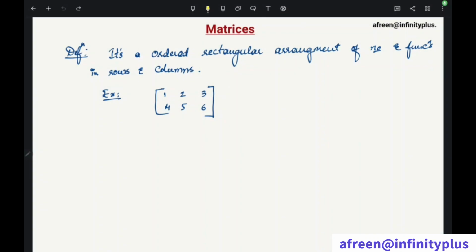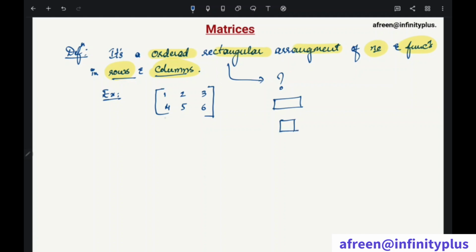So let's define what matrices are. Matrices are ordered rectangular arrangements of numbers and functions in terms of rows and columns. First, let's dwell into the words given in this definition. Why is it a rectangular arrangement? If you take up the rows and columns, it will form either a rectangle or a square.